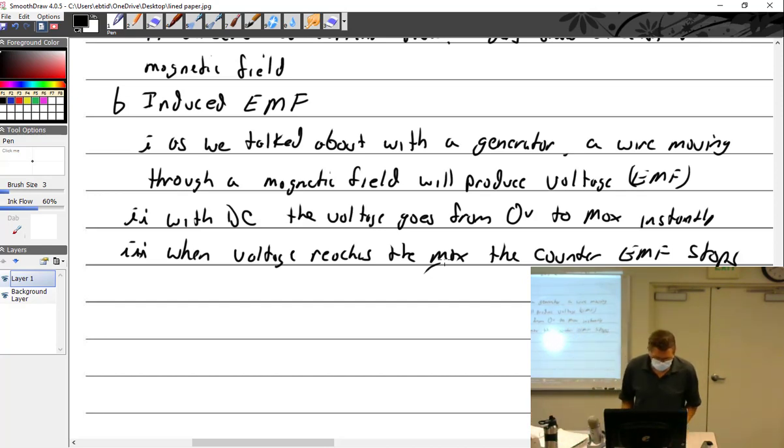Okay. With AC, the voltage is constantly changing, which builds and collapses a magnetic field around the wire. This creates an EMF that counters the flow of electrons. You want me to write that? Yeah. You got a test on Friday. I'll write as much as you want.